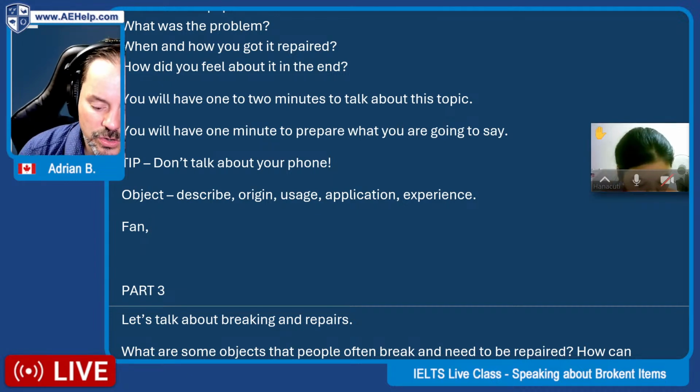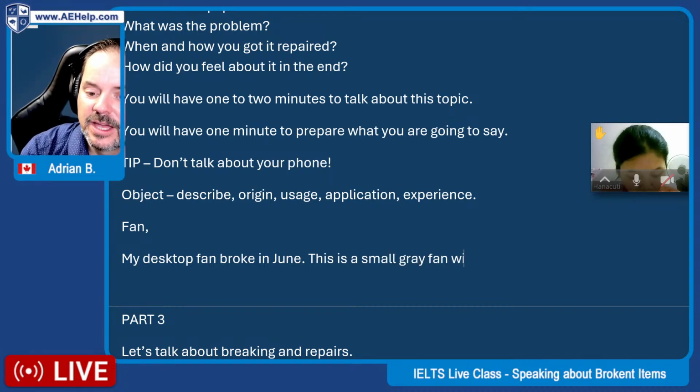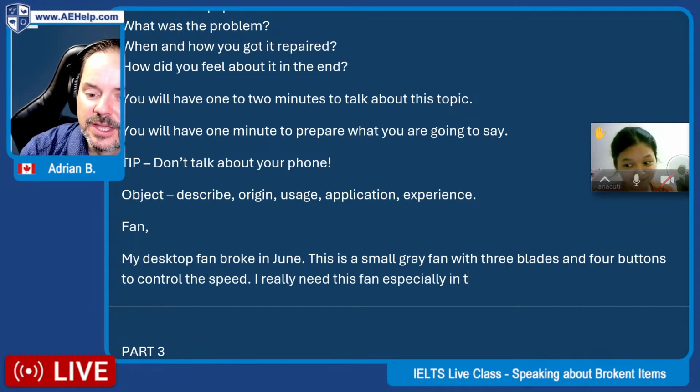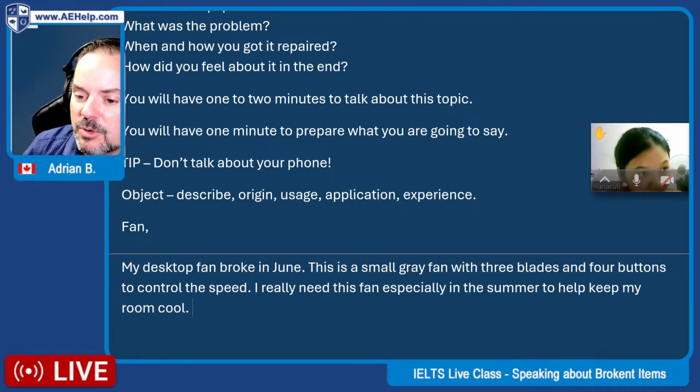Okay, so my desktop fan broke in June. This is a small gray fan with 3 blades and 4 buttons to control the speed. I really need this fan, especially in the summer, to help keep my room cool. Okay, so Hannah, do you see how I'm going with just these ideas?